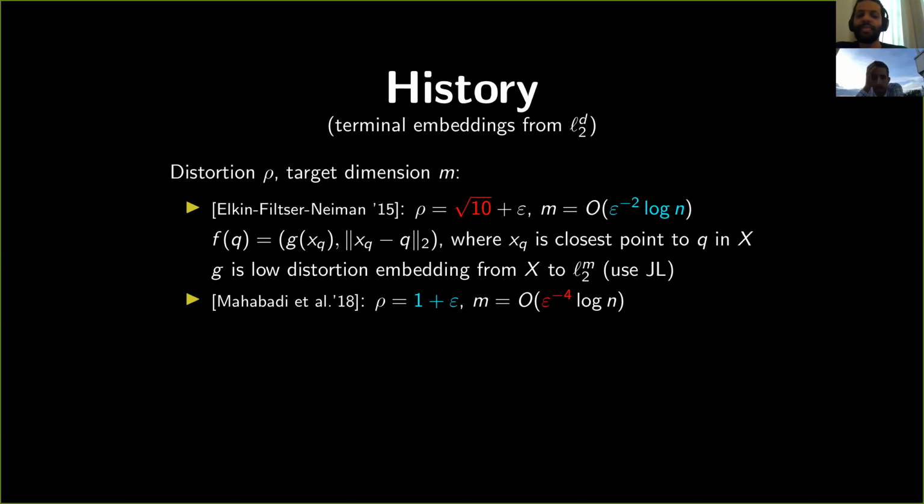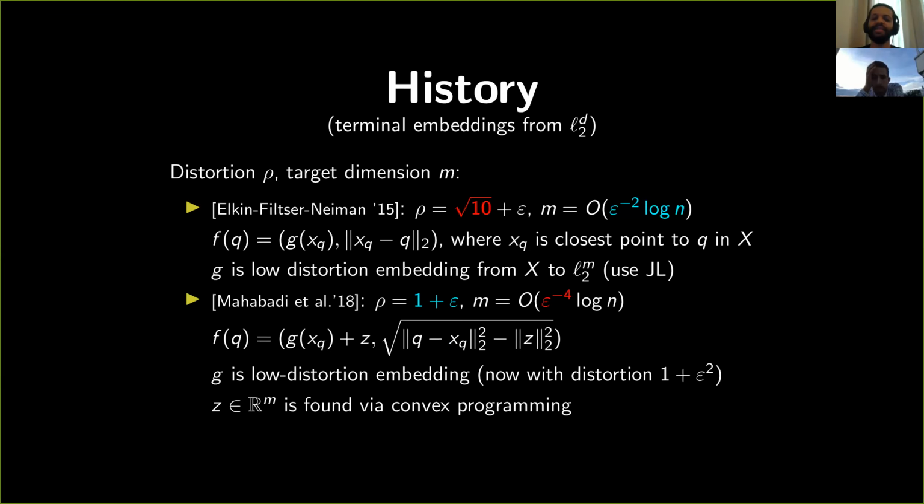And the subsequent paper that managed to get distortion 1 plus epsilon, by Mahabadi et al., does something more complicated, okay? So it again finds the nearest neighbor. It applies the low distortion embedding on capital X to the nearest neighbor in the point set. It adds some offset Z. This offset Z is found by solving some semi-definite program, which we're going to talk about soon. And then there's something you put in the last coordinate. So again, both of these embeddings are just one more dimension, an additive one more dimension than a JL embedding.